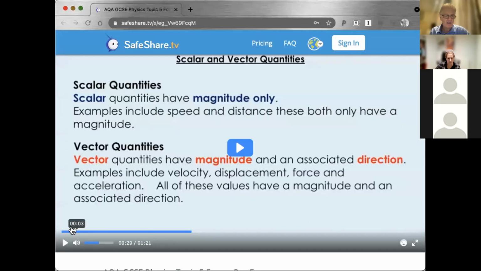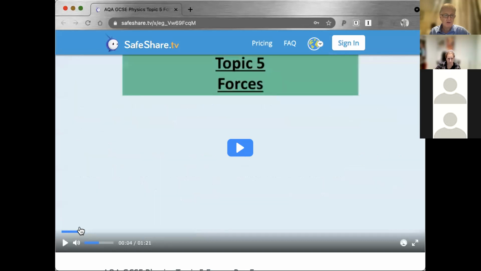Numerical value. Vector quantities have magnitude and an associated direction. Examples of vector quantities include velocity, displacement. Okay, let's try again to share my screen properly. So here we go. Let's start that again, shall we? Where was it, Gemma? Here.